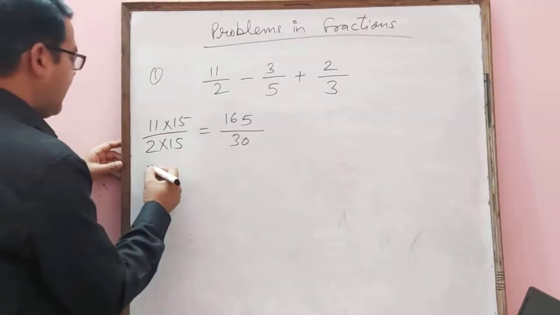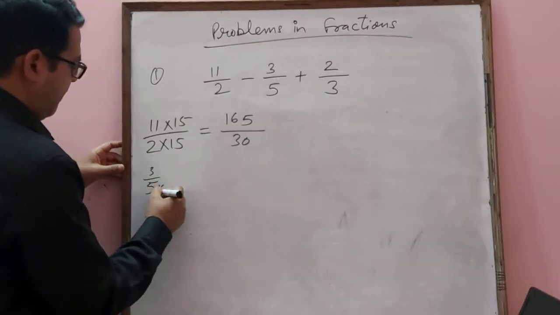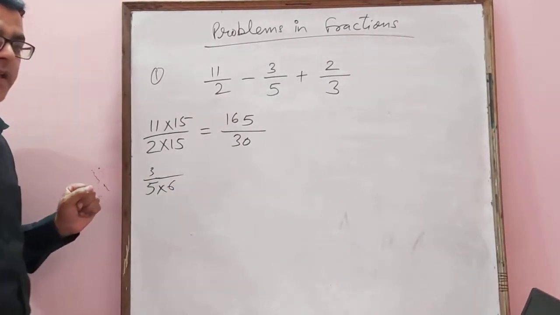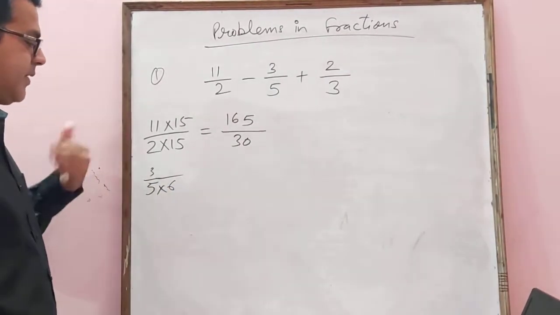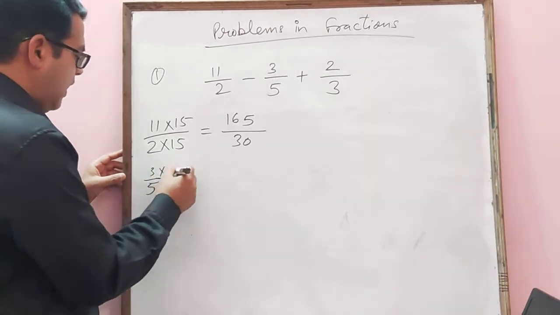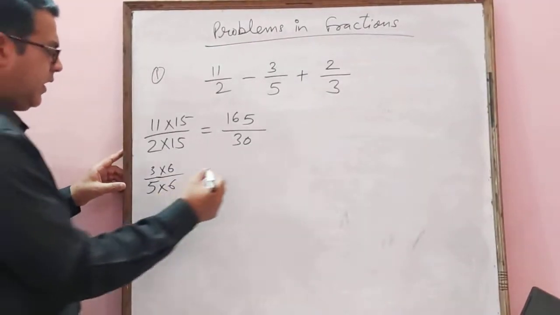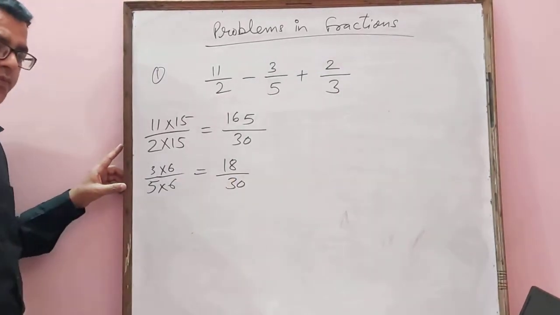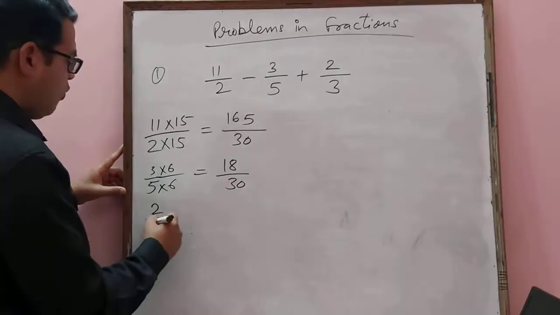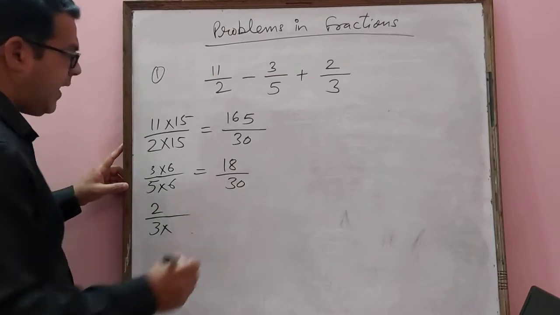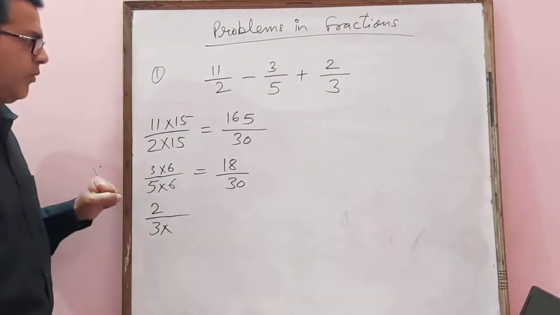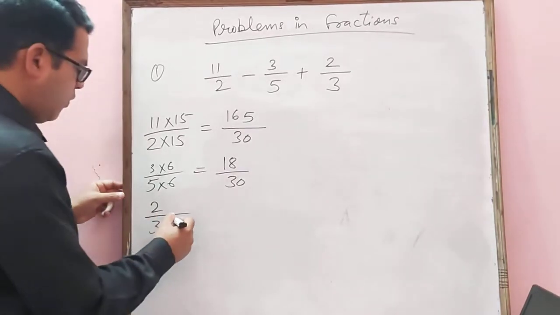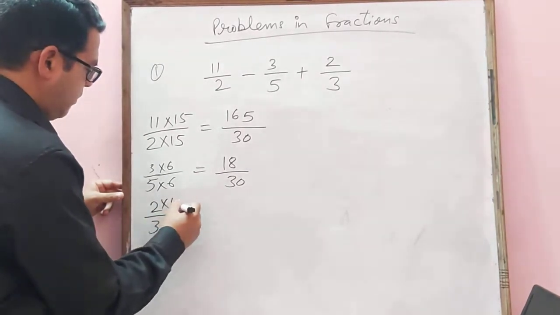So the second fraction is 3 by 5. If we multiply this 5 by 6, since we know that 5 sixes are 30, that's why we will have 30. So 3 sixes are 18, upon 30, we can write it. Right? Next is 2 by 3, where 30 comes in the table of 3, 10 times. So we have to multiply both sides by 10.